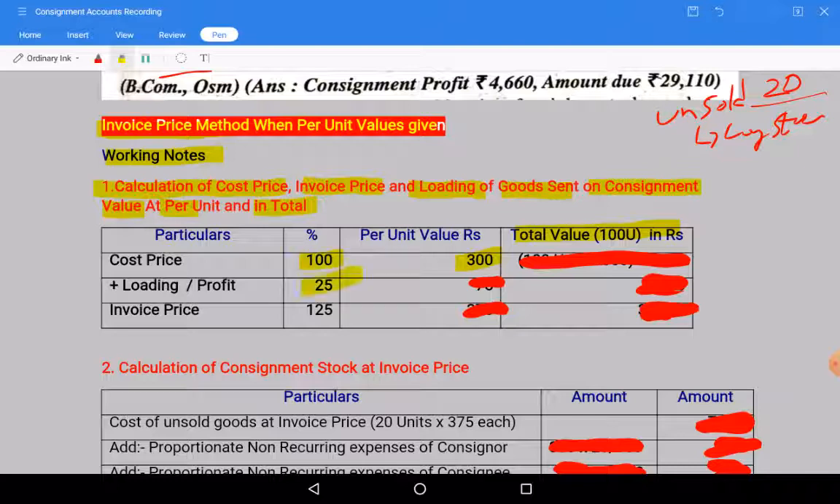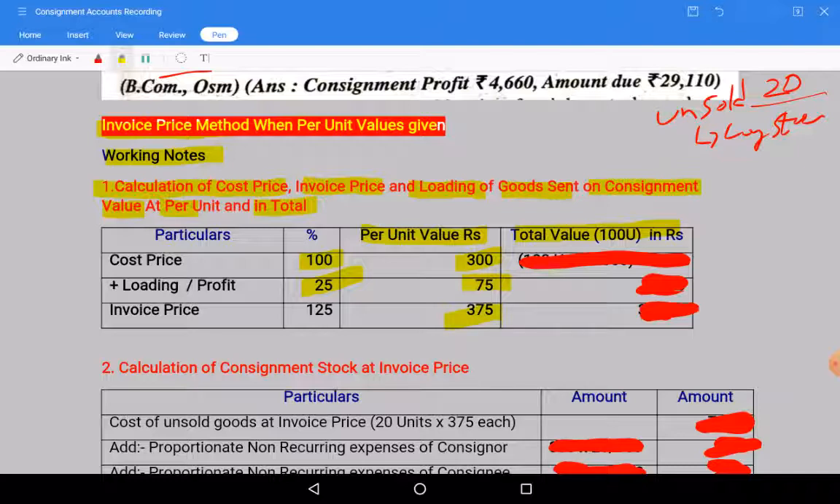For 25%, how much? So 300 into 25% you will get 75. 3 into 25, 75. So 75 is your loading per unit. Invoice price is 300 plus 75, 375. So hope per unit values you have understood. 300 cost they gave, loading per unit 75 we have got, and invoice price 375 we have got.